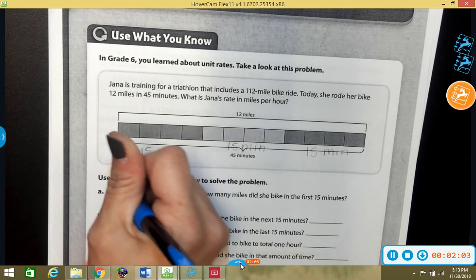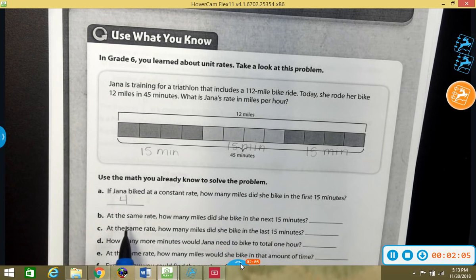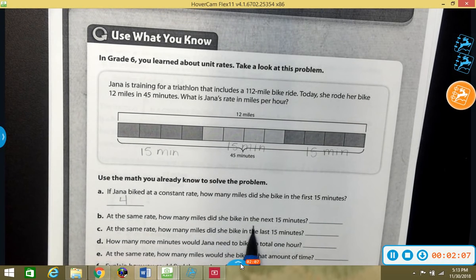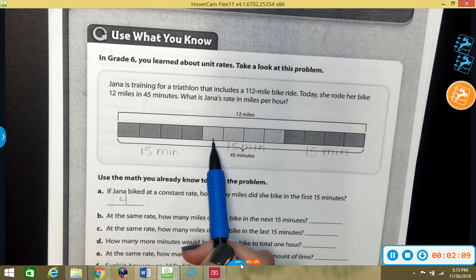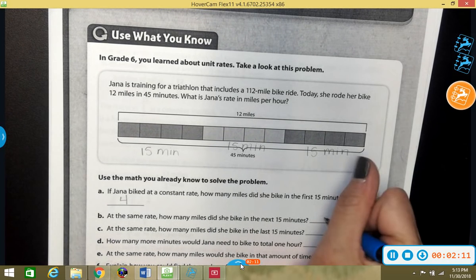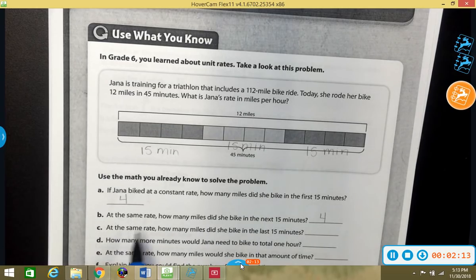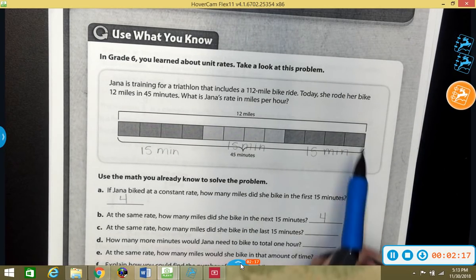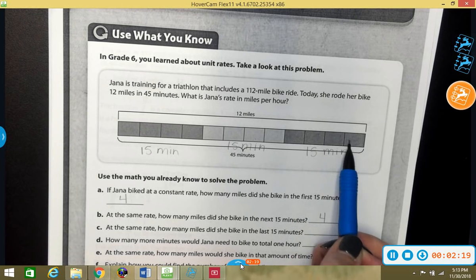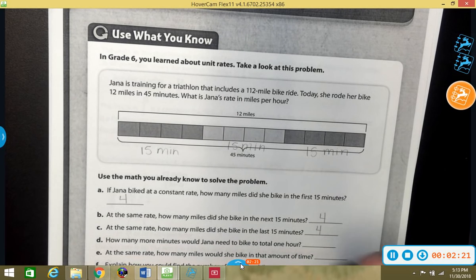She biked 4 miles. At the same rate, how many miles did she bike in the next 15 minutes? 1, 2, 3, 4. Again, 4 miles. At the same rate, how many miles did she bike in the last 15 minutes? 1, 2, 3, 4. Well, it was split evenly, right? So it was 4 miles every 15 minutes, or 12 miles in the total 45 minutes.